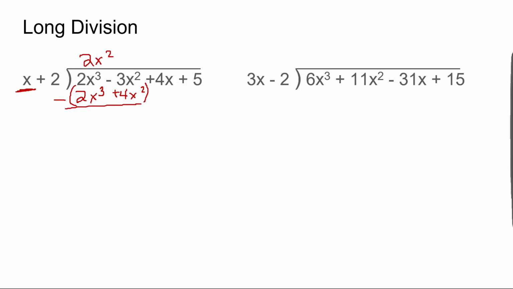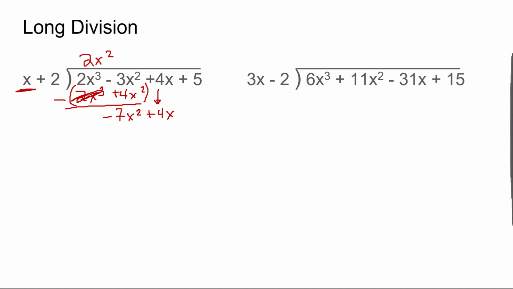2x cubed minus 2x cubed would cancel. Negative 3x squared minus 4x squared would be a negative 7x squared. And then I drop the next one down, plus 4x right there. Okay, and now I start over again.